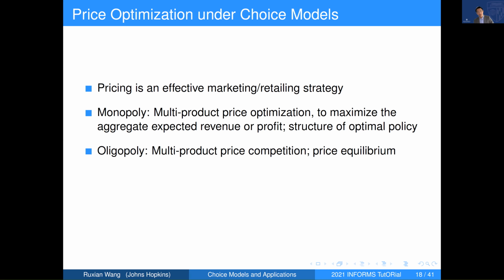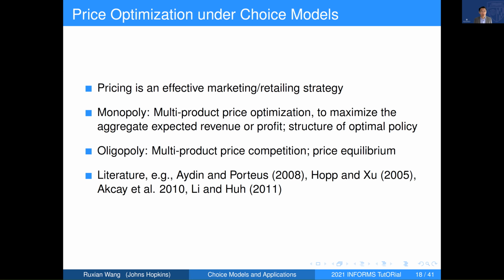And in the oligopoly, there are multiple firms, and it's a multi-product price competition. We want to find the price equilibrium. We want to develop efficient algorithms to compute the equilibrium. We want to find the properties of the equilibrium. We want to identify the impact of the price competition. There is lots of very interesting work on price optimization and price competition on many different discrete choice models.